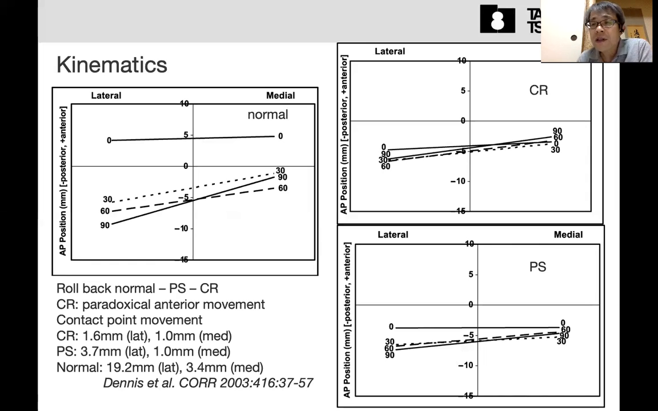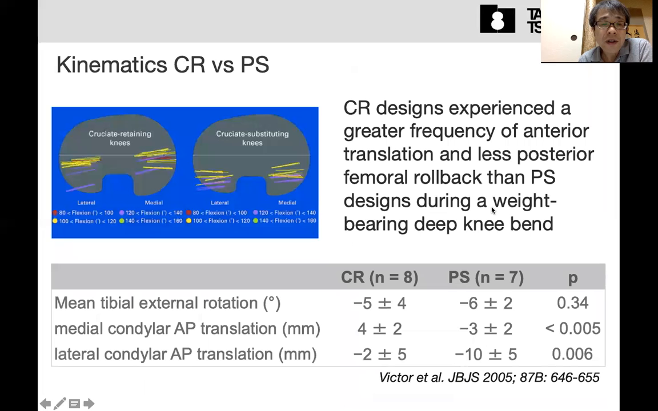On the contrary, this is a CR knee. In the CR knee, we can see the paradoxical motion on the medial side. The contact point is here at this degree, and then moves forward suddenly, and then goes back. So at this time the patient has a discomfort. So again, this is the same. This graph shows the contact point changes in several patients.